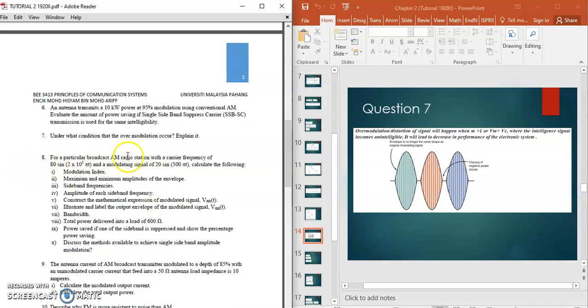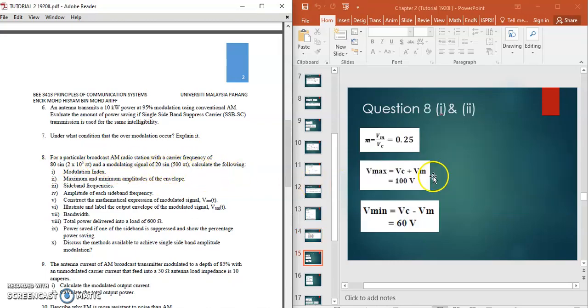For a particular broadcast AM radio station with a carrier signal of 80 sin(2π times 10 to the power of 5 t) and a modulating signal. If you don't understand, remember what I told you before: 80 and 20, which one is bigger? This one is bigger, so it belongs to the carrier signal. This one is the information signal, or modulating signal.